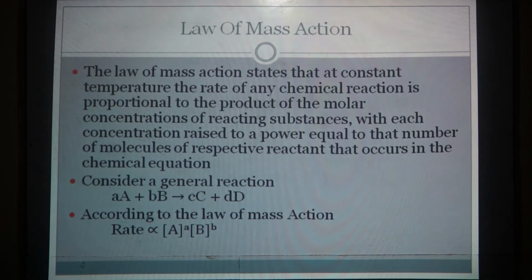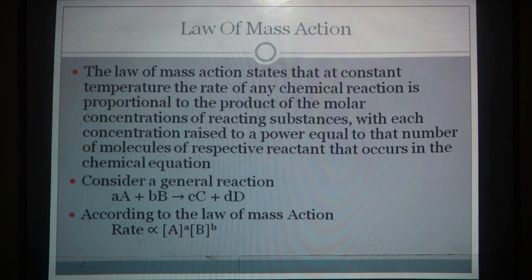Next, the law of mass action. The law of mass action states that at constant temperature, the rate of any chemical reaction is proportional to the product of molar concentrations of the reacting substances, with each concentration raised to a power equal to the number of molecules of the respective reactant that occurs in the chemical equation. This is the law of mass action.